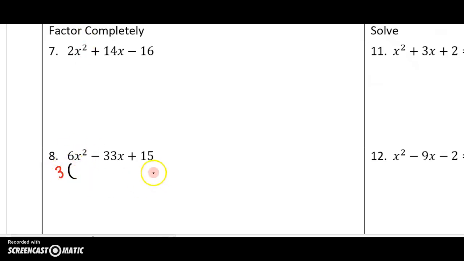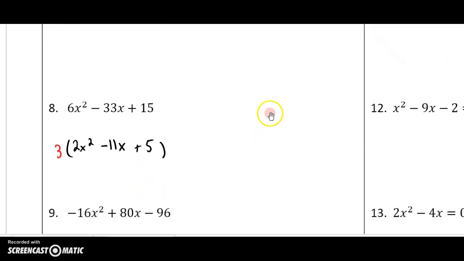So if I divide out a factor of 3, I'm actually going to move it down. Divide out that factor of 3, what am I left with? Well, if I divide 6x squared by 3, I should be left with a 2x squared. If I divide negative 33x by 3, I'm left with negative 11x. And if I divide 15 by 3, I'm left with positive 5. So now I'm tasked with factoring this guy.